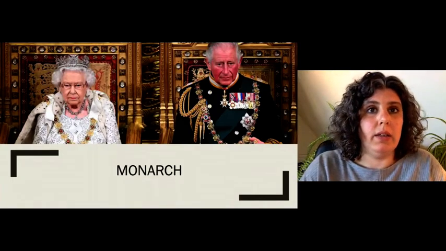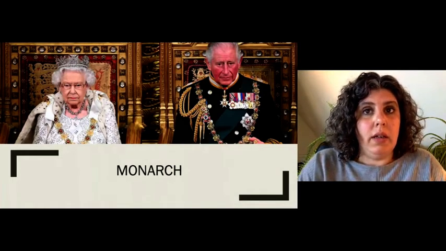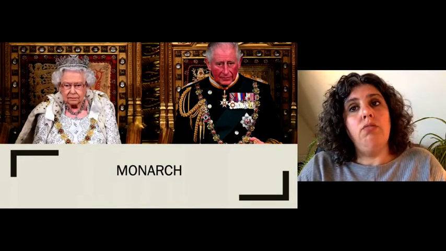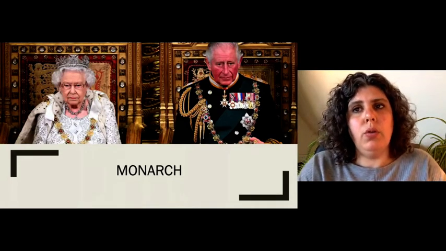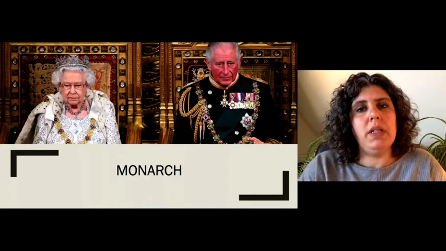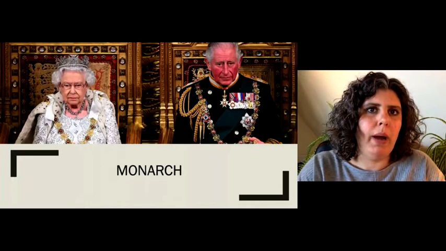And finally, the third part of Parliament is the monarch, Queen Elizabeth II. Now, she plays a role in rubber stamping and approving new laws, and she also meets the Prime Minister every week, but her role is really mainly ceremonial. She has no real political power.